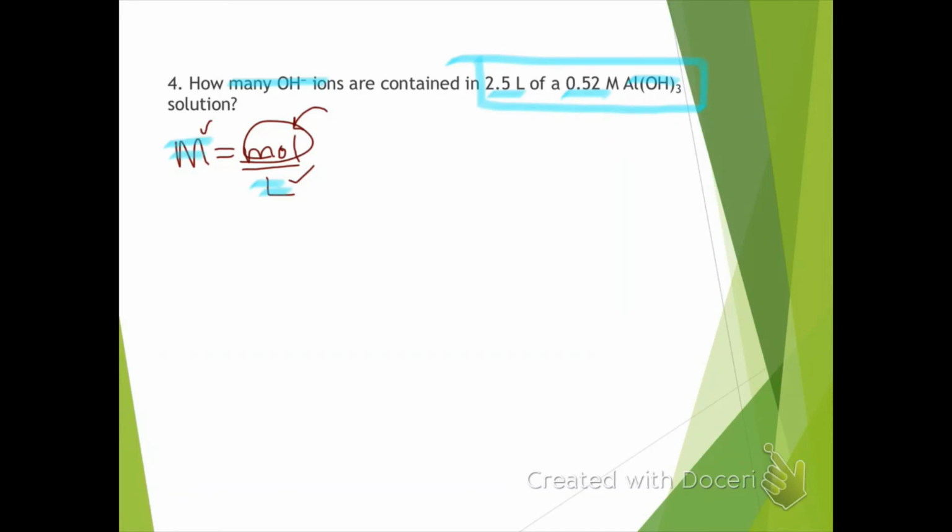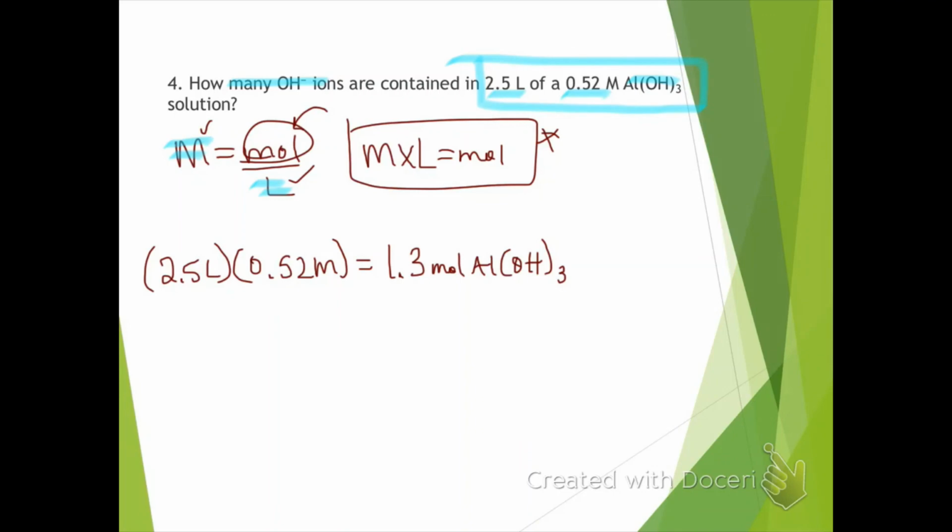Molarity times liters will always give us moles, something that I would just keep in mind. We'll be doing that a lot. So on this problem, I'm going to take my molarity times my liters to find my moles. So that tells me I have 1.3 moles of aluminum hydroxide. Well, again, this problem is only asking me about the hydroxide. So we're going to need a little mole ratio here to break that down. Every 1 aluminum hydroxide is going to contain 3 moles of OH minus. I'm just getting that from the formula because every 1 Al(OH)3 has 3 OH minuses.